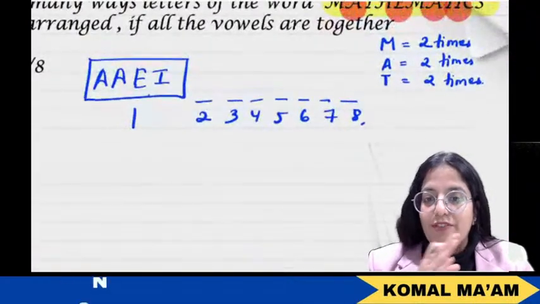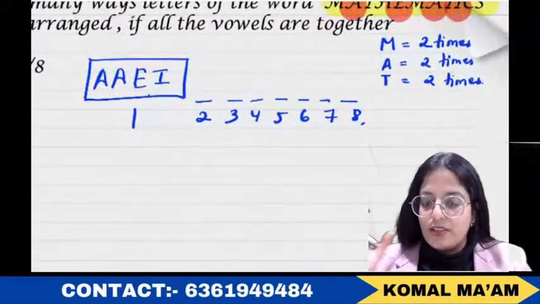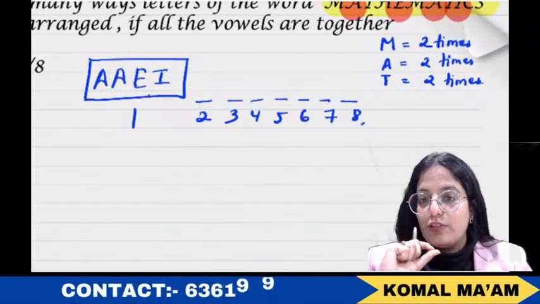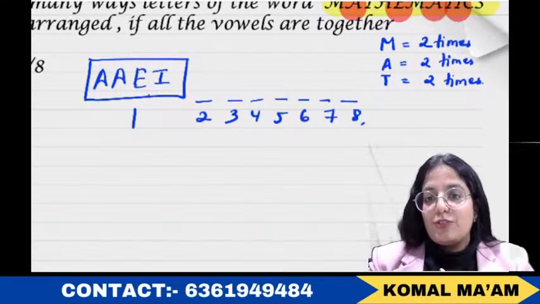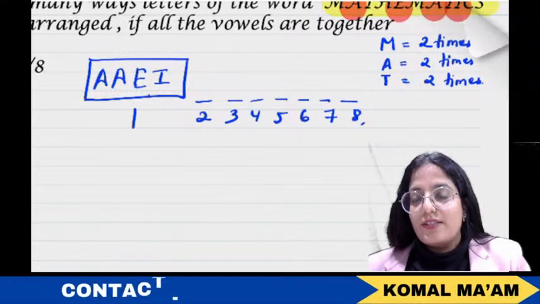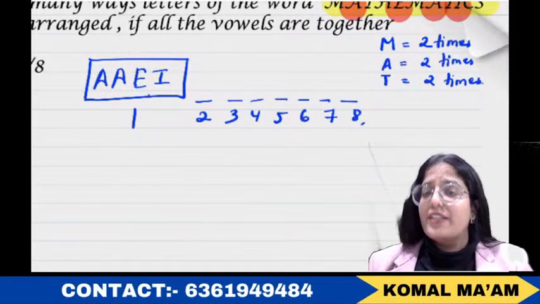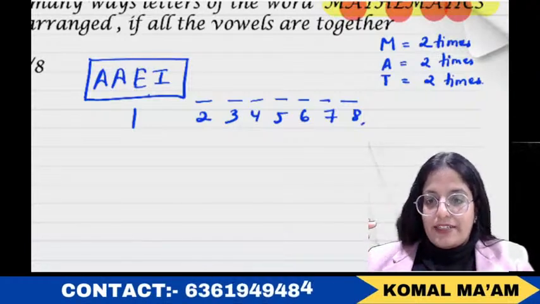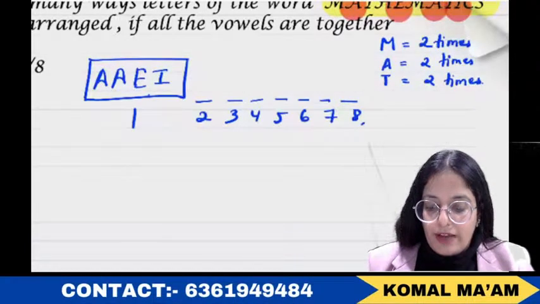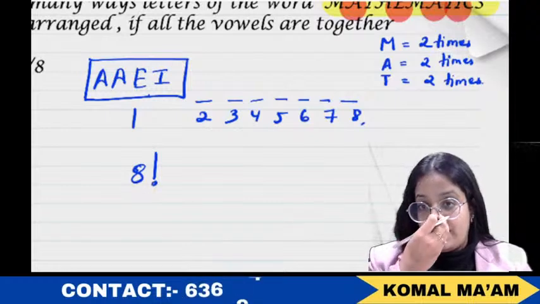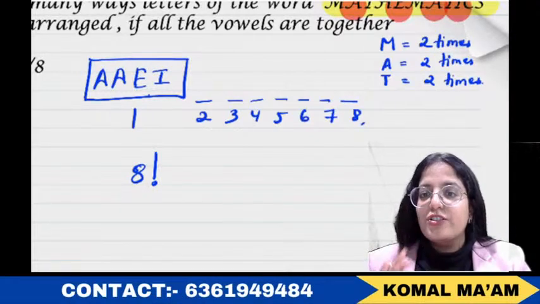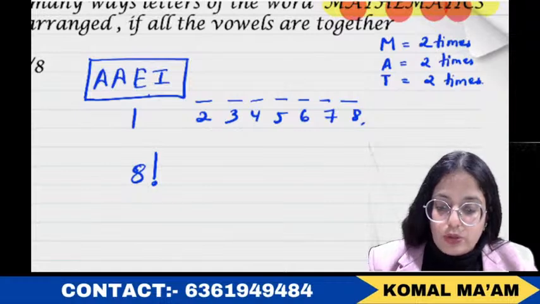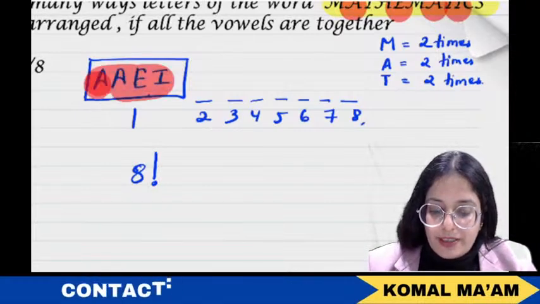So in how many ways you can arrange these 8 letters? 8 factorial ways, right? I think I do not need to elaborate this more. For the first place you have 8 options, then 7 options, then 6 options, then 5 options. I think this is pretty clear in your mind. So for arranging the 8 items at 8 places, you have 8 factorial ways. Okay, so this is external arrangement taking place. Now talking about the internal arrangement.